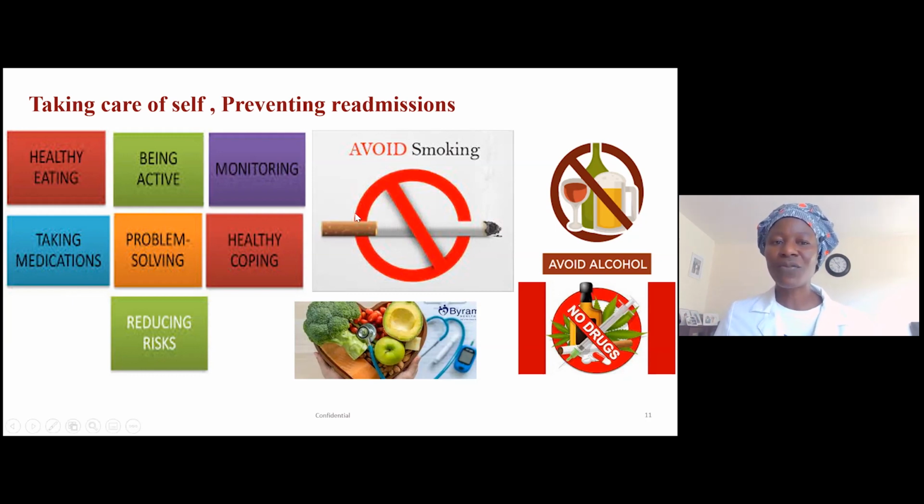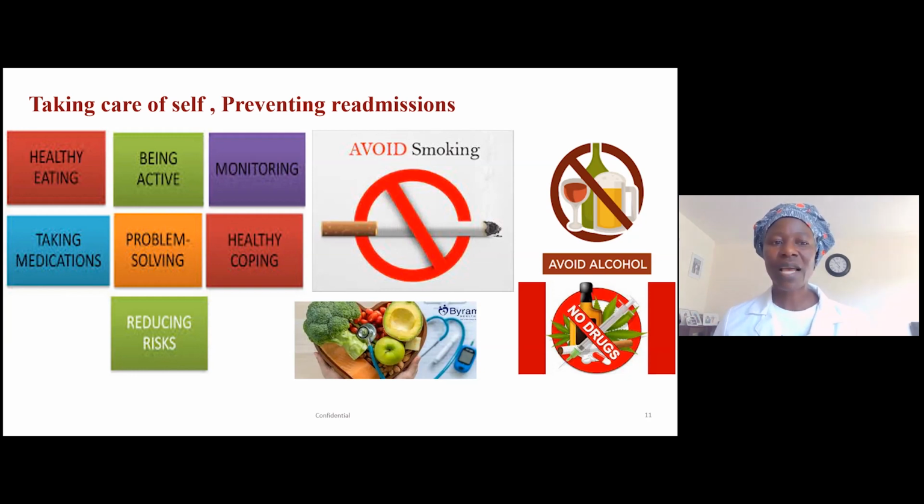Being active is also very important for people with diabetes. Moderate to high level physical activity, such as walking 30 to 45 minutes daily, is very important for people with diabetes. Increase your intensity of exercise as much as your health allows. Monitoring blood glucose is also very important to understand how your body is functioning, and this can also help you to avoid risks and also intervene appropriately when your blood sugar is high or low.